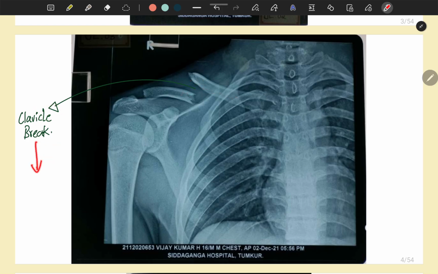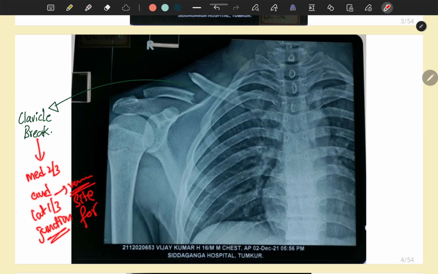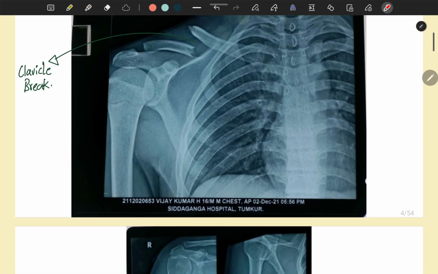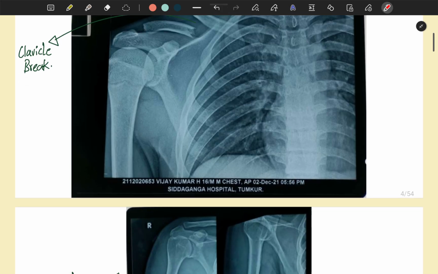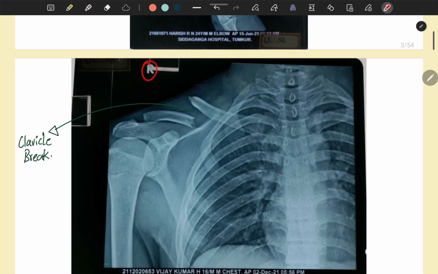Clavicle is broken. The most vulnerable site for the break of clavicle is the junction of the medial two-third and the lateral one-third. Okay, and this is of right side they have given.